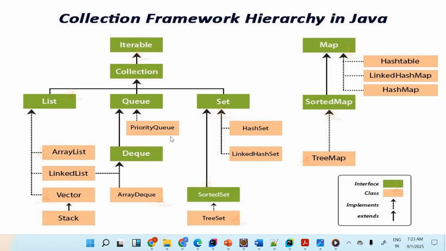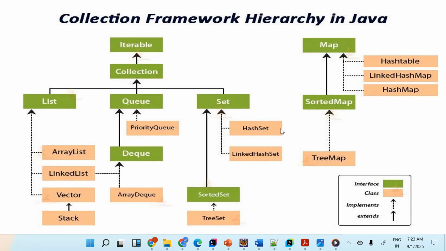Same thing with Queue, where we have PriorityQueue, and Deque, where we have ArrayDeque. Under Set we have HashSet and LinkedHashSet. SortedSet extends Set, sorry, and that is where TreeSet comes in, so TreeSet is a child of SortedSet.